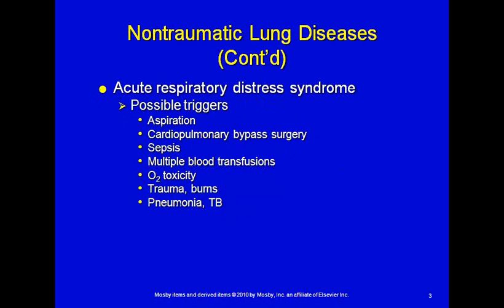So with our acute respiratory distress syndrome, some of the possible triggers: aspiration pneumonia certainly could cause ARDS, cardiopulmonary bypass surgery, sepsis, multiple blood transfusions, oxygen toxicity, trauma or burns to the respiratory tract, pneumonia, tuberculosis.